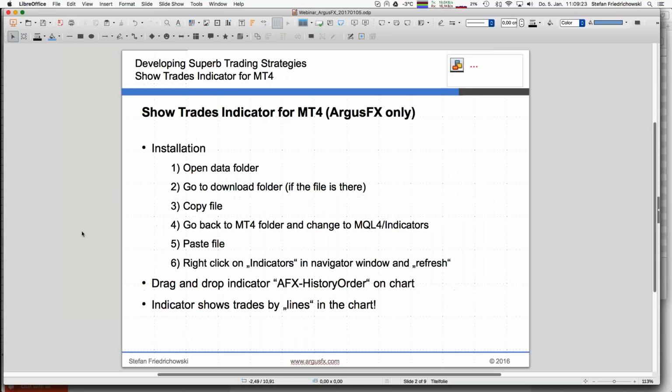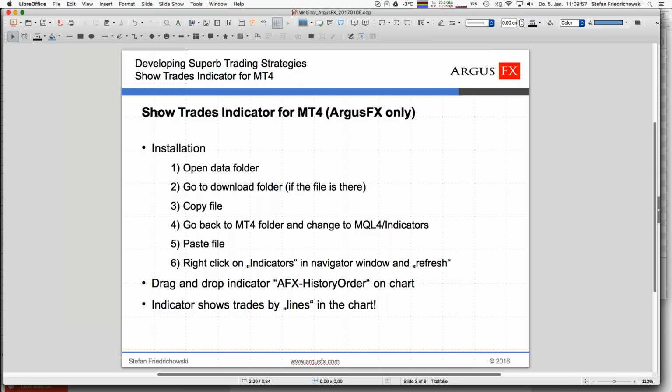Good. So I told you already that I want to distribute an indicator for MT4, and by the way, that indicator only works on ArgusFX accounts. I think within a month or so, with the normal updates of MT4 with ArgusFX, they will include the indicator anyhow. So then it's part of the standard installation. But I can show you already the indicator, and if you want to have it, no problem, I will send it to you. And what does that indicator do?